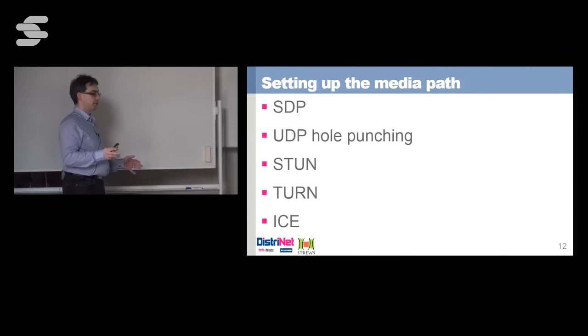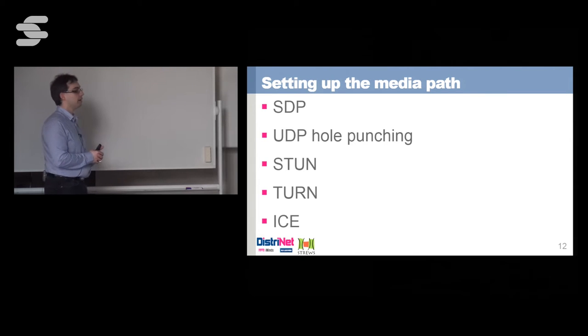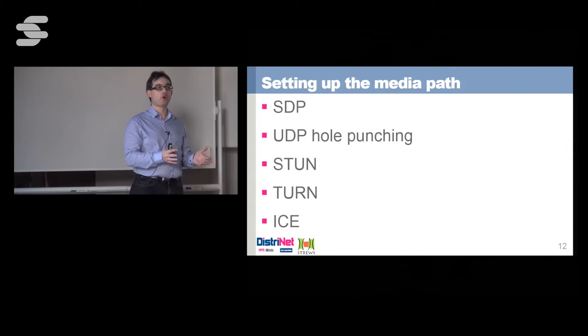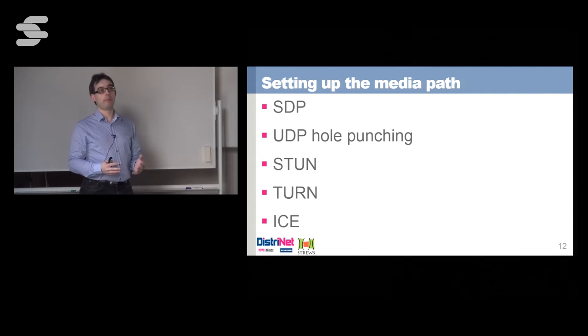But this is the simple case: we have a media path and a signaling path. The question is, how do we set it up? This is actually a little bit complicated, and the good message of today is that a lot of those features are completely hidden for the end user, but also for the website setting up such a connection, because all these components will be used by your browser in an automatic fashion in order to set up the connection between browser A and browser B.